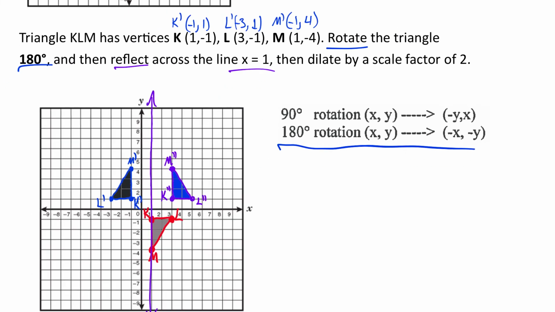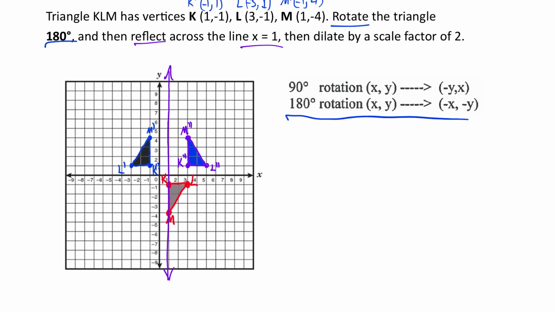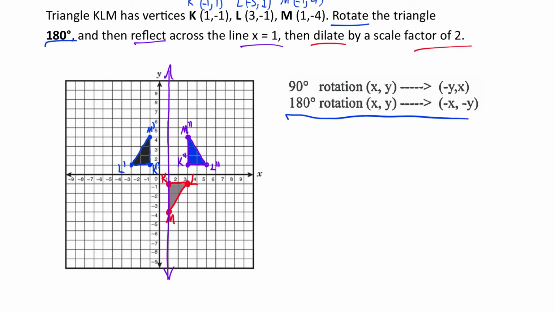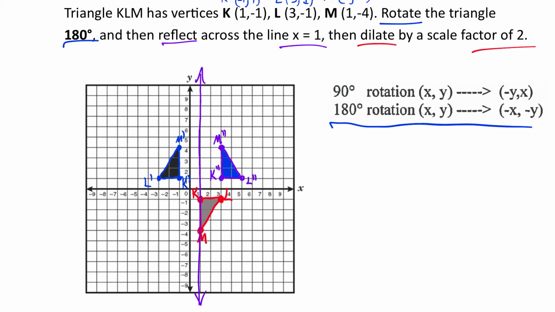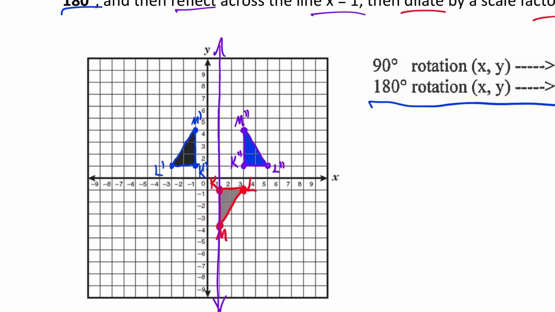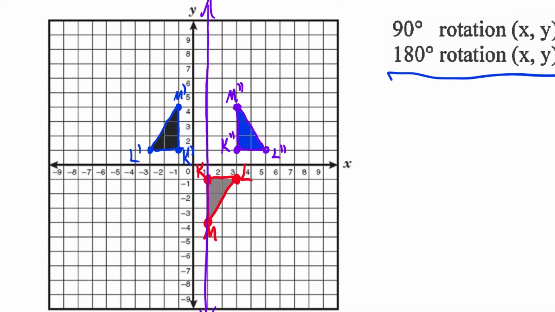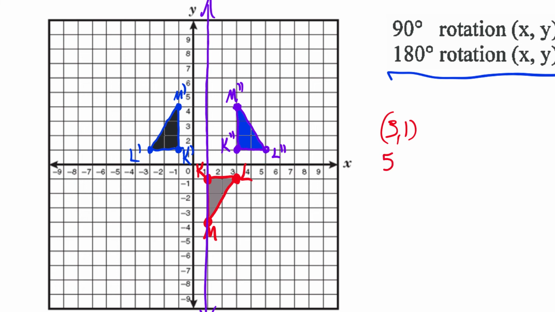And then we have one more after this. What's our last one? Dilate by scale factor of 2. Now remember, it's the last one that we did. So I'm looking at that purple and blue one there. So what are the coordinates of this point right here? 3, 1. Let's just go ahead and write all the coordinates down. What's the coordinates of L prime here? It's 5, 1. And then what's the coordinates of M prime? 3, 4.